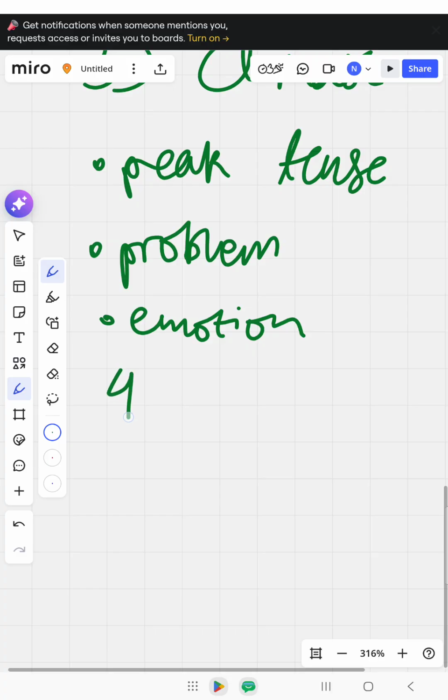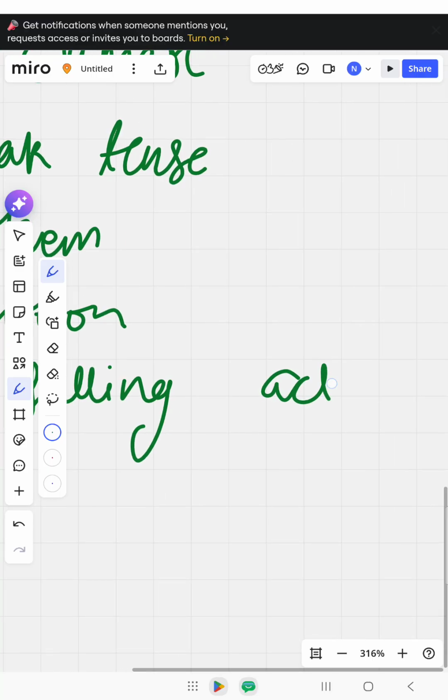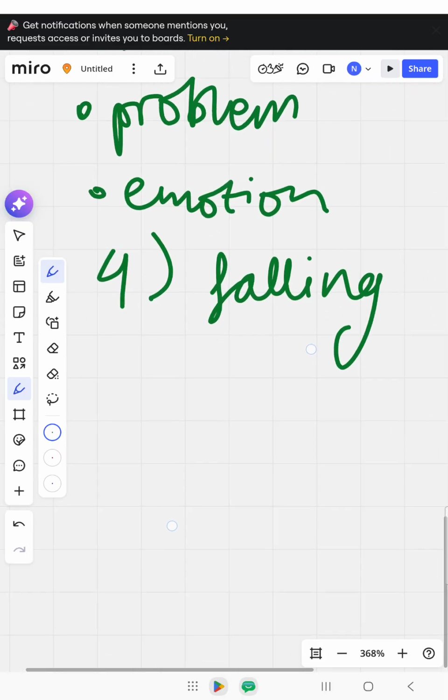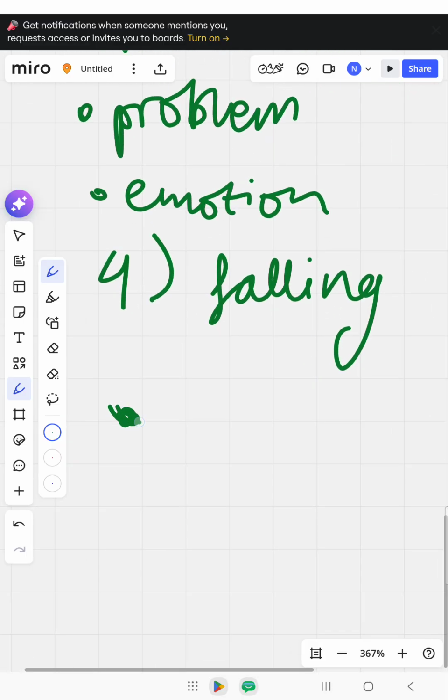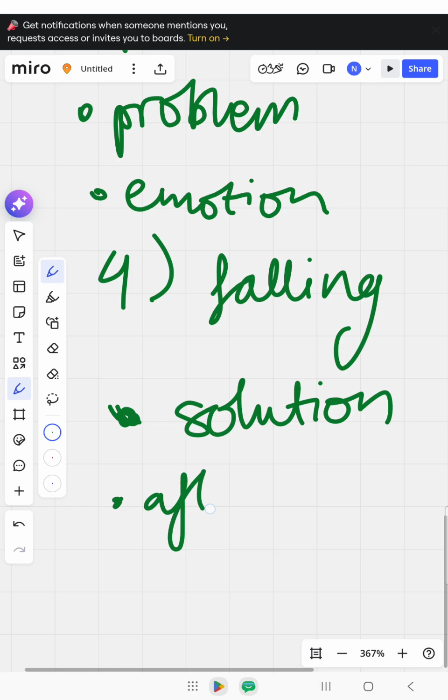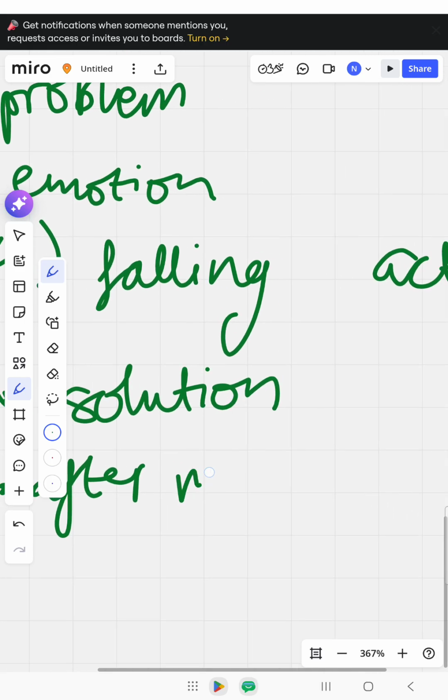So then we have our falling action. This is after our solution, this is where our solution basically comes in. It doesn't mean that the problem is solved, and it's like the aftermath of the climax.